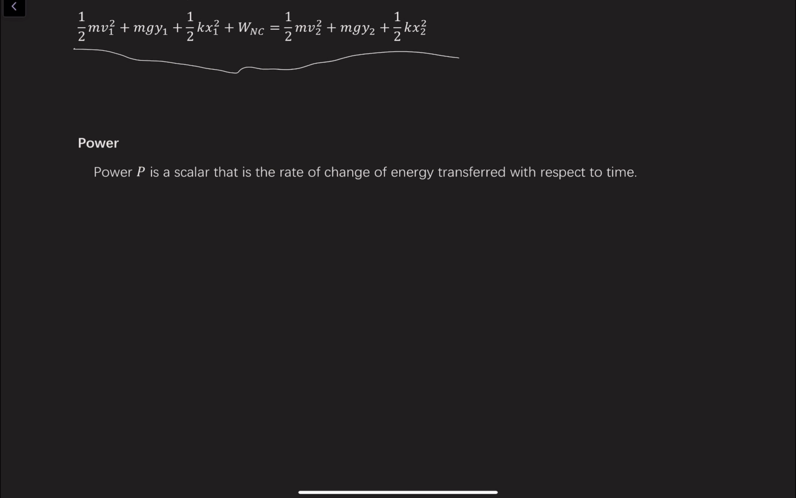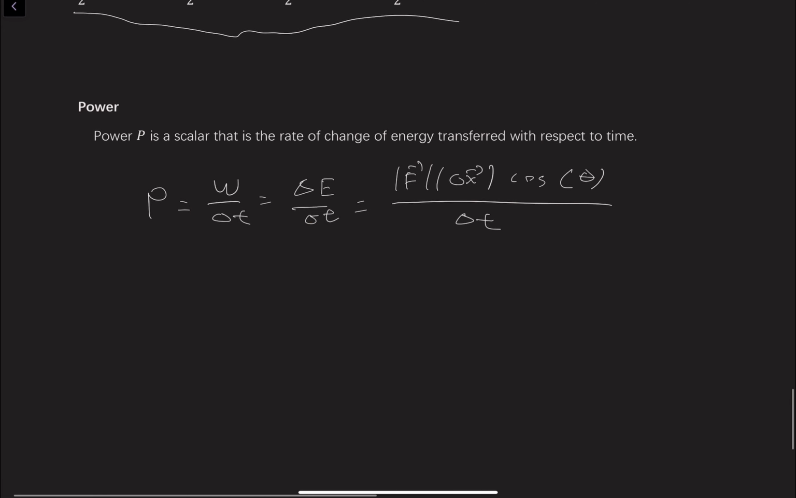And finally, let's talk about power. Power, which is capital P, is a scalar. That's the rate of change of energy transfer with respect to time. Meaning that P is equal to the energy transfer, which is the work done, with respect to time, so it's delta E over delta t, which is the changing energy over change in time. If you use the work equation, that's F times delta x, the magnitudes of them, times the cosine of the angle between the two vectors, over delta t.